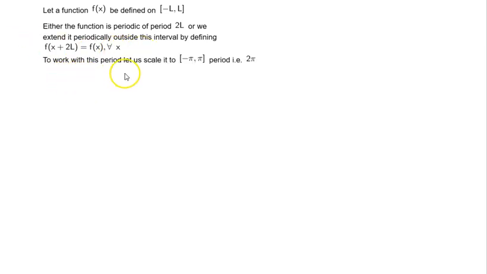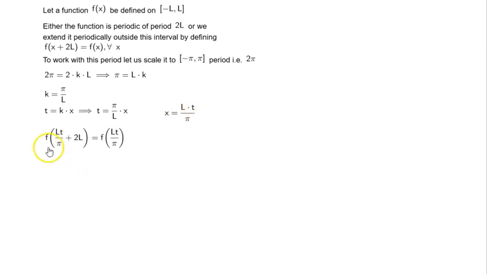Now, to work with this period, let us scale it to the interval minus pi to pi. That is a 2 pi period. So, let's say 2 pi is equal to k times 2L, which implies pi is equal to kL, or we can say k is equal to pi by L. Now, let's say t is equal to k times x, which implies t is equal to pi by L times x, which means x will be equal to Lt by pi. So, this is the scaled version.